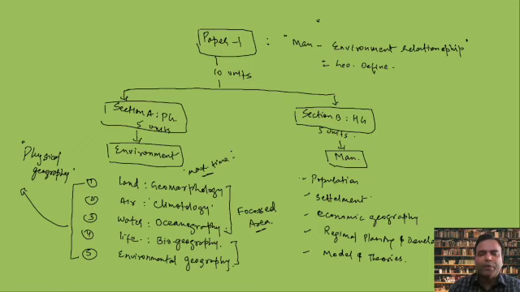So models and theories become important. Now these are the other units of human geography. Human geography is connected to physical geography, so what is the connection between human and physical? The geographical perspective is that connection. The connection is nothing but the geographic perspective.